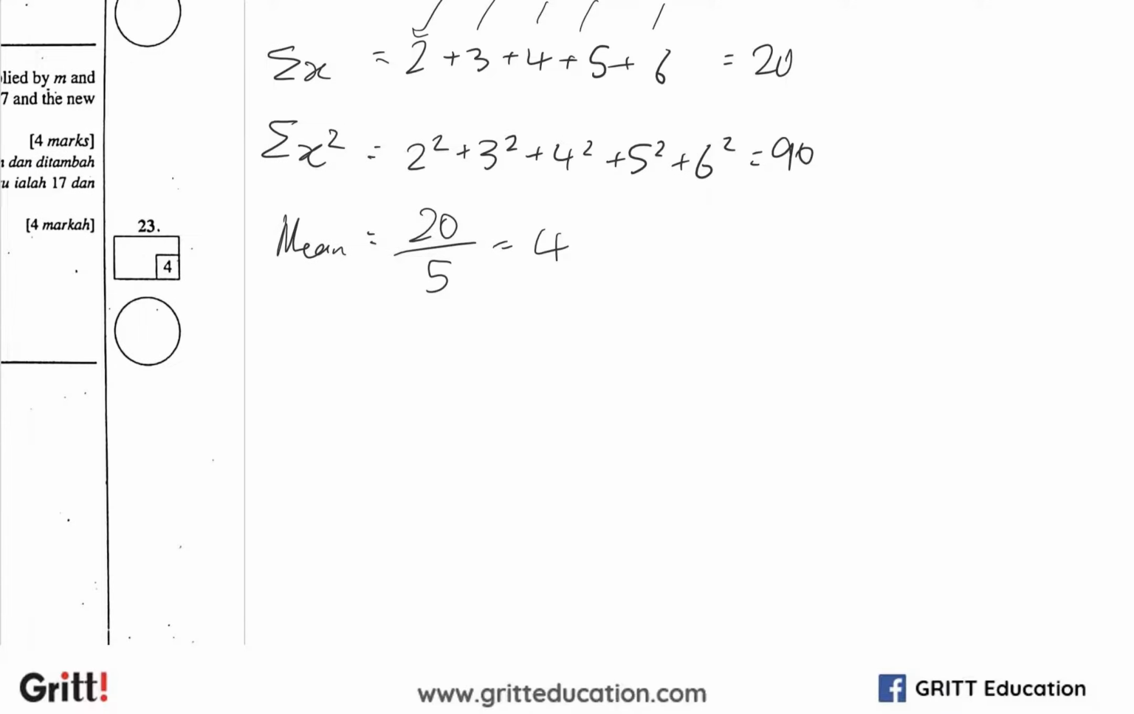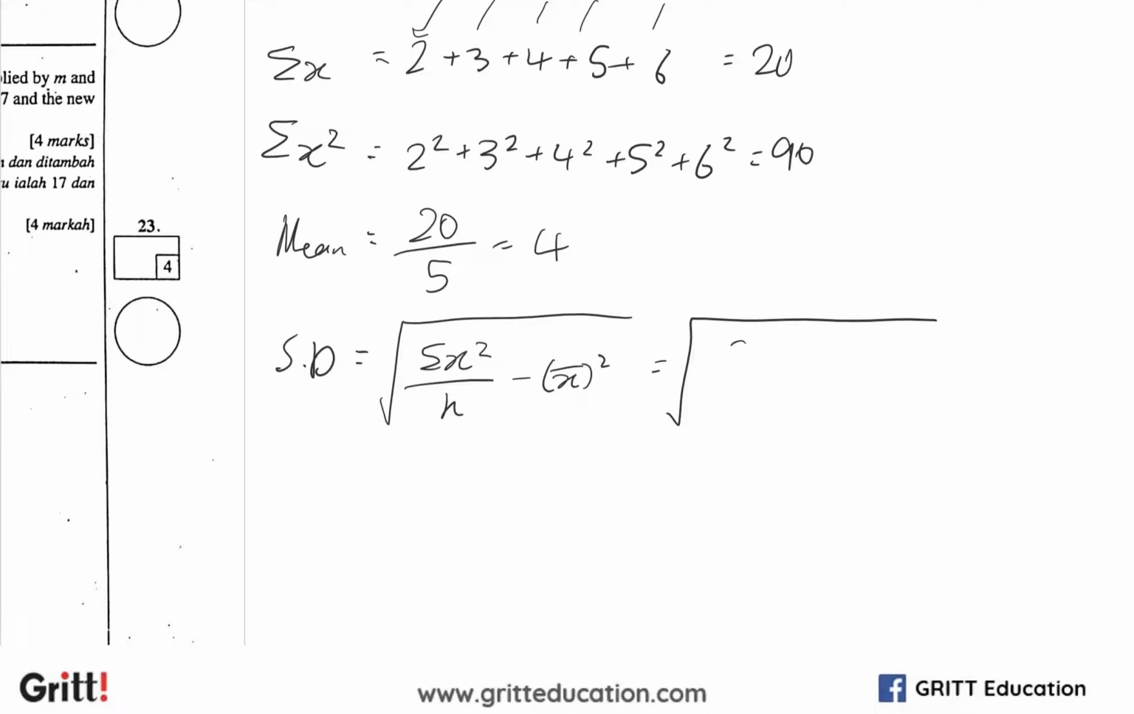Now, how about the standard deviation? The standard deviation is the square root of the sum of the numbers squared divided by the number of data, minus the mean squared. So from here, you get 90 over 5 minus 4 squared, and we actually get that the answer is square root 2. We do not want to leave it in decimal places yet because it's still in the middle. We haven't finished the working, so it's best to keep it in the most accurate form possible.